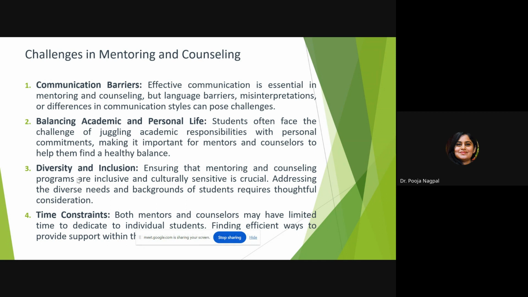Next one is balancing academic and personal life. Students often face the challenge of juggling academic responsibilities with personal commitments, making it important for mentors and counselors to help them find a healthy balance. Diversity and inclusion: ensuring that mentoring and counseling programs are inclusive and culturally sensitive is crucial. Addressing the diverse needs and backgrounds of students requires thoughtful consideration.